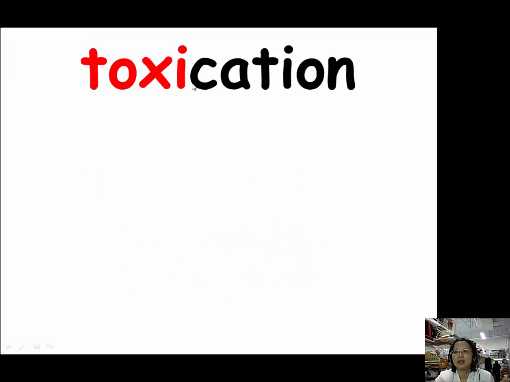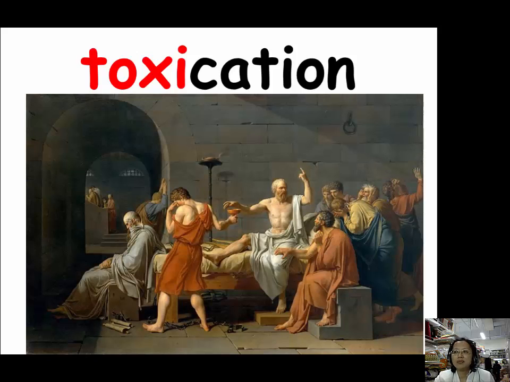Let's see our example. For toxin, our example is toxication. Toxication means some drug or compound that can produce a toxic metabolite. And when a person ingests that toxin, the person will be poisoned, which we call toxication.